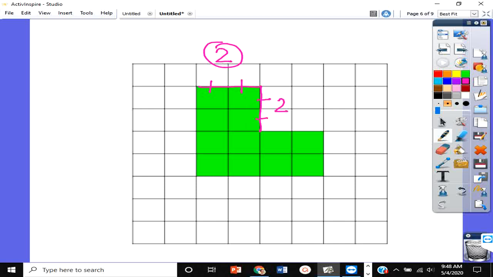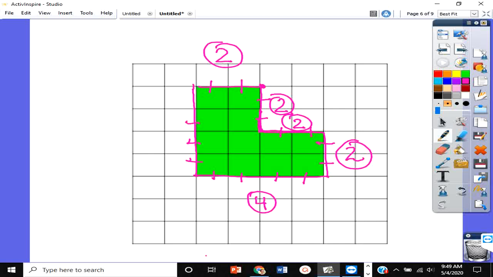1, 2, and 2. And a common mistake a lot of students make is that they count these corners. We don't count corners, we count the actual side. Okay? And now I have another side here, which is 1, 2. And another side here, 1, 2. And another side, 1, 2, 3, 4 units long on this side. And my final side here is 1, 2, 3, 4, 4 units long.